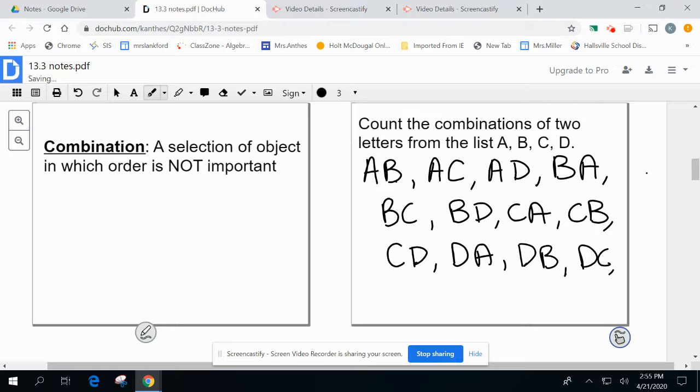Okay, so I listed out all of the combinations of two letters, and what we're going to do is cross out anything that's the same. So A, B, and B, A would technically be the same thing. It's just flip-flop, so we're going to cross that out. We have to cross out CA because it's the same as AC. We have to cross out CB because it's the same as BC. And DA and AD are the same. DB is the same as BD. And DC is the same as CD. So it looks like we only have 6 possible outcomes if we're talking about a combination where the order doesn't matter.